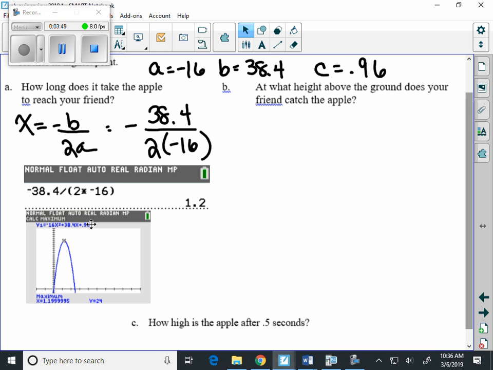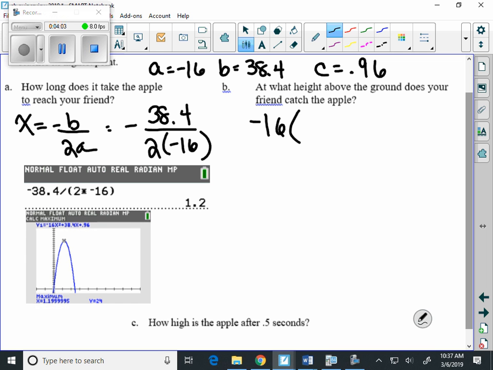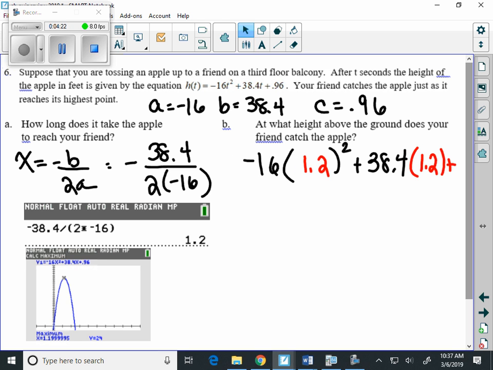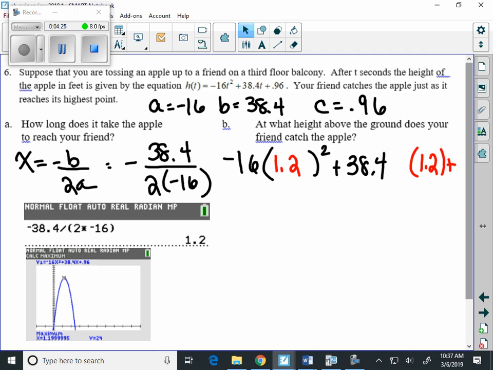Then it says, at what height above the ground does your friend catch the apple? Well, if you do this one by hand, then what's happening is we take the negative 16 times the 1.2 that we just found in part A, 1.2 squared, plus 38.4 times 1.2, plus the 0.96.